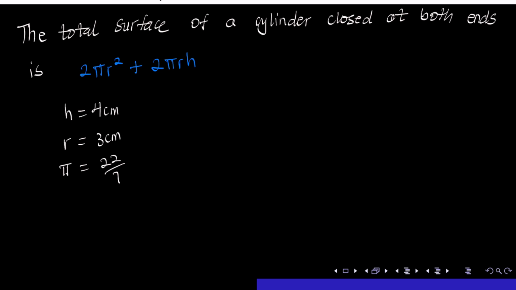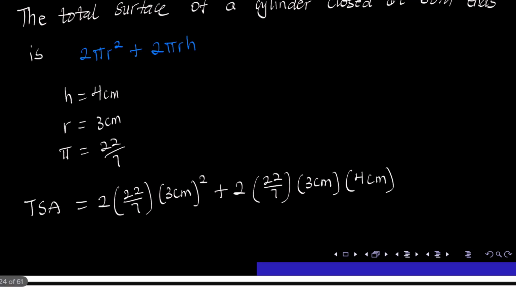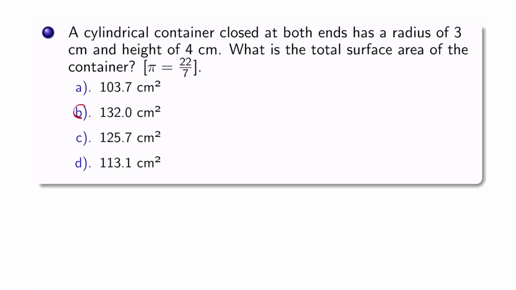And so the total surface area will be given as 2 multiplying pi, which is 22 on 7, multiplying r squared, which is 3 centimeters all squared, plus 2 multiplying pi, which is 22 on 7, times r, which is 3 centimeters, multiplying the height, which is 4 centimeters. So we have to punch this into a calculator to get our final result. Thus, we are going to have 132 centimeters squared. And so the correct option is option B.